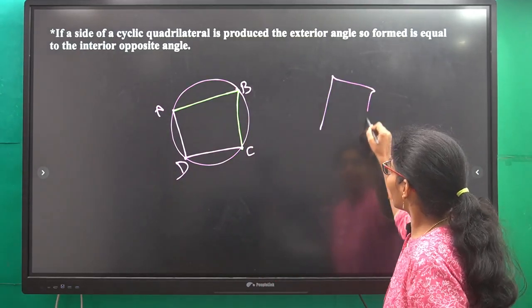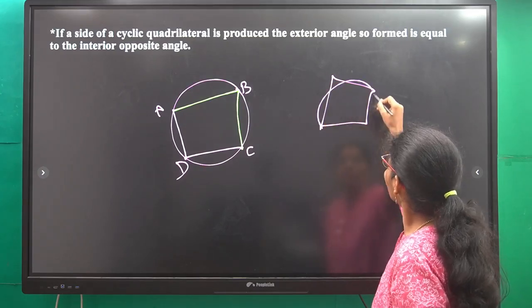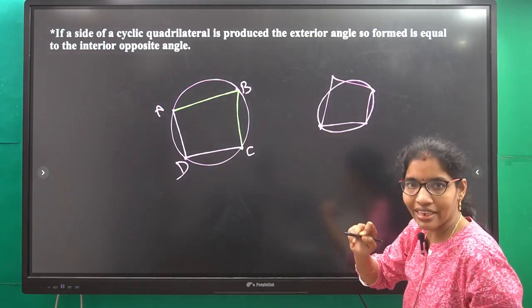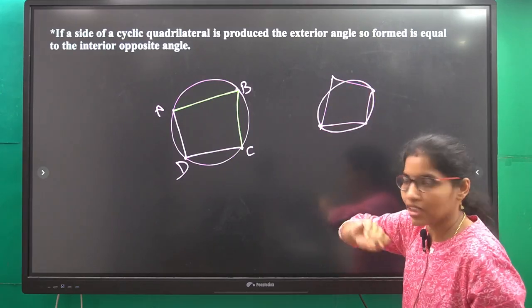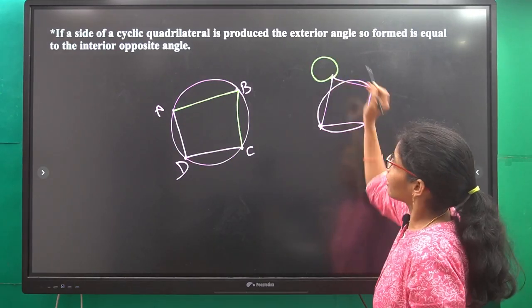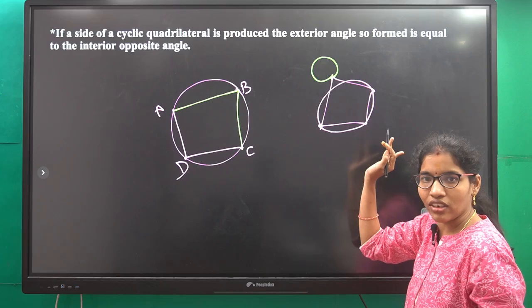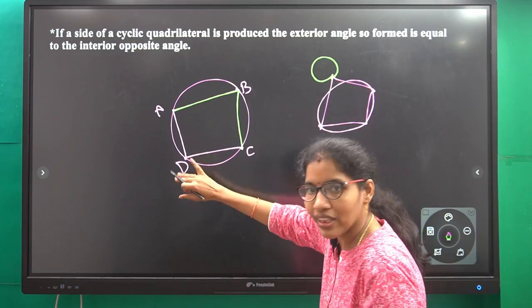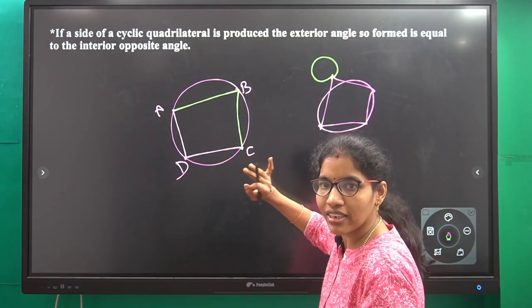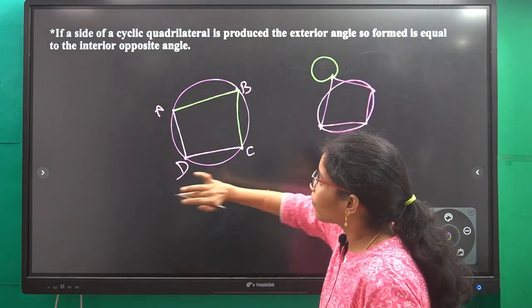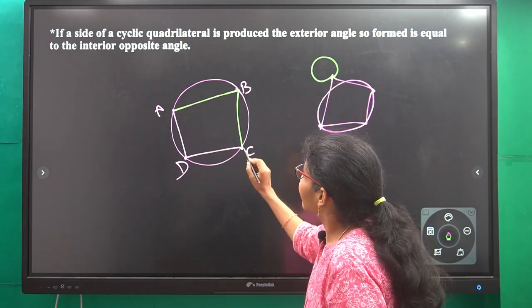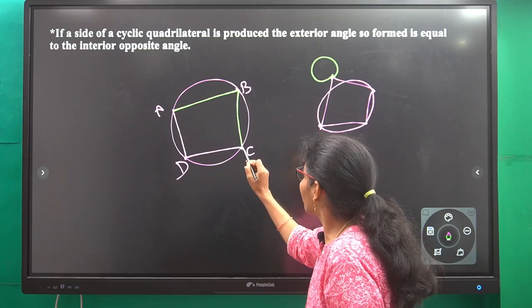Suppose a quadrilateral is there like this. Can I call this one a cyclic quadrilateral? No. The 4 points should lie on the same circle. If it touches another circle, it is not a cyclic quadrilateral; the 4 points should be on the same circle only. Concyclic is nothing but lying on the same circle. Clear this one? Now the property is, if the side of the cyclic quadrilateral is produced, you have to prolong it.